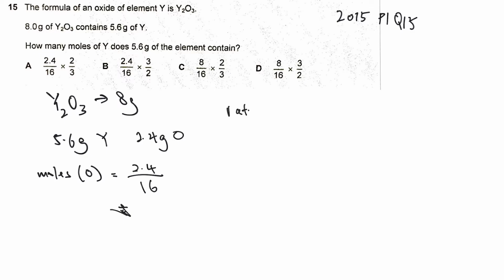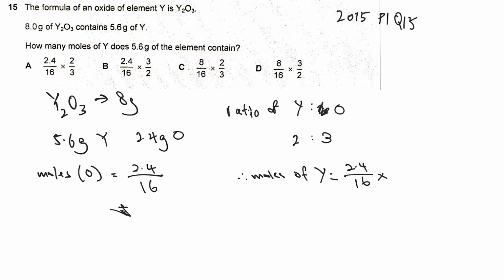All right, the ratio of Y is to O, right? We know that the ratio of Y is to O is 2:3, right? So how then can we find the moles of Y? Therefore, moles of Y equals to 2.4 over 16, right? Divide by 3, okay? Divide by 3 times 2, right?